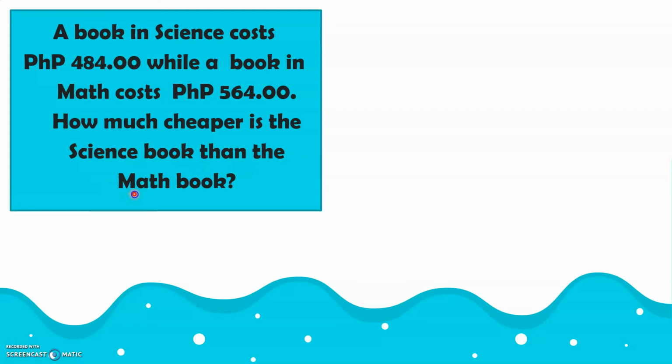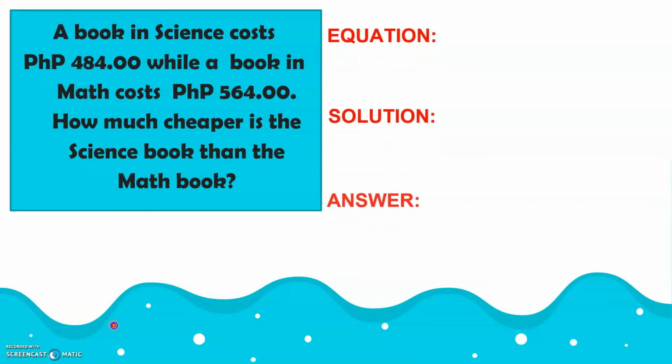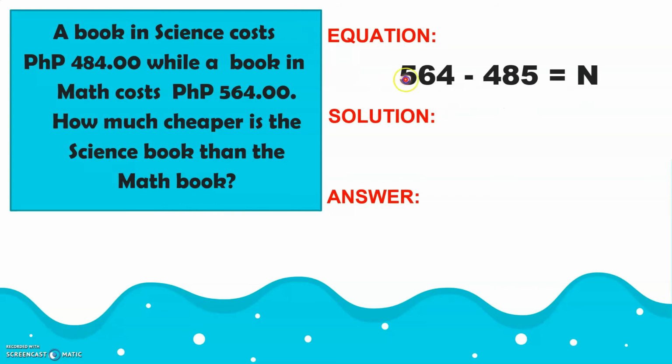How about the given facts or the given data? Okay, so the given data are 484 pesos and 564 pesos. Now, to solve this problem, we will use the ESA method and we will start from the equation. So, based on the given question and facts, what will be the equation that we'll have? Okay, very good. It will be 564 minus 484 is equal to n.